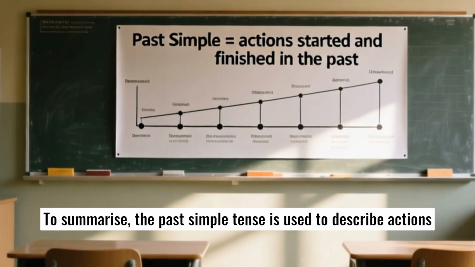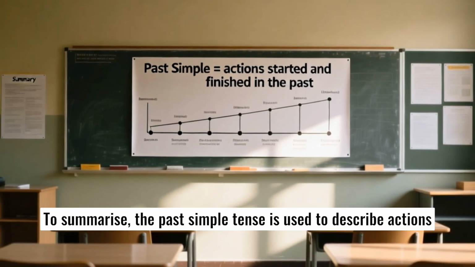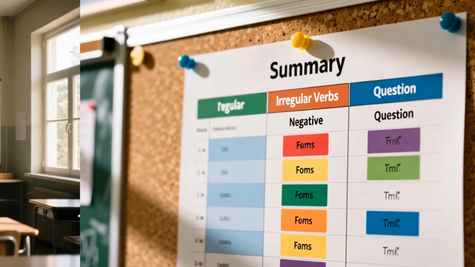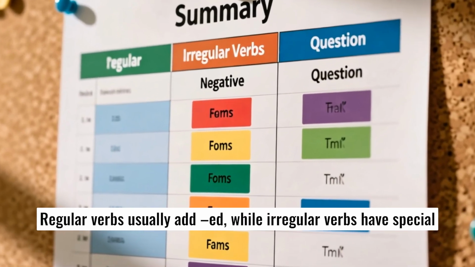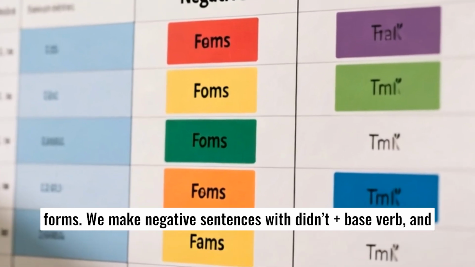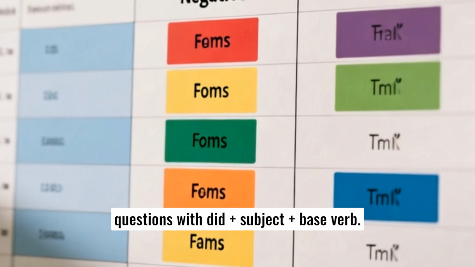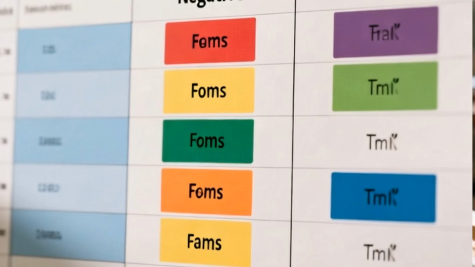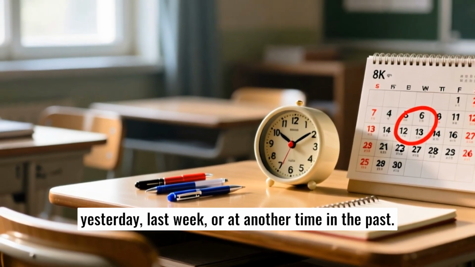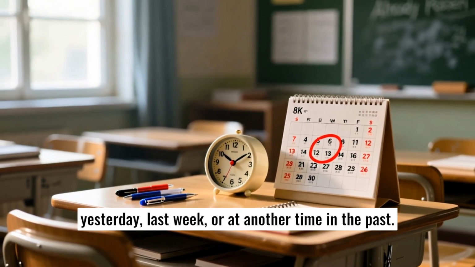To summarize, the past simple tense is used to describe actions that started and finished in the past. Regular verbs usually add ed, while irregular verbs have special forms. We make negative sentences with didn't plus base verb, and questions with did plus subject plus base verb. The past simple is essential for talking about what happened yesterday, last week, or at another time in the past.